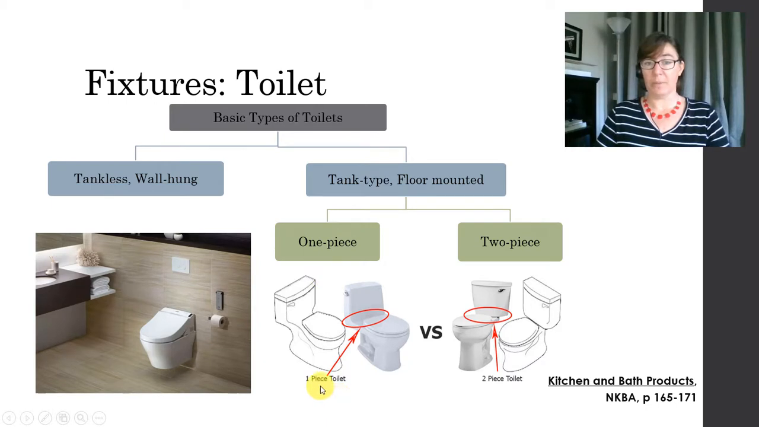Take a look at this picture. Here's a one-piece toilet. You can see that the tank and the bowl are cast all as one. Okay. In the two-piece toilet, these are literally two different pieces and then installed together in the house.